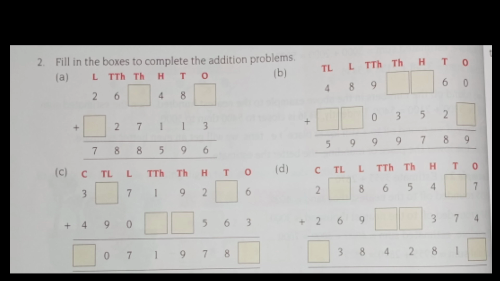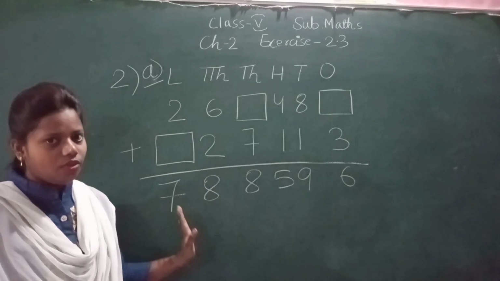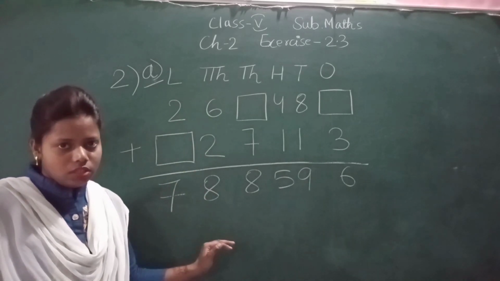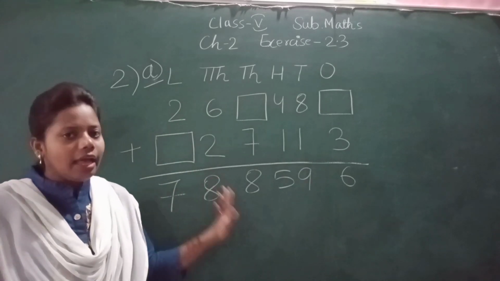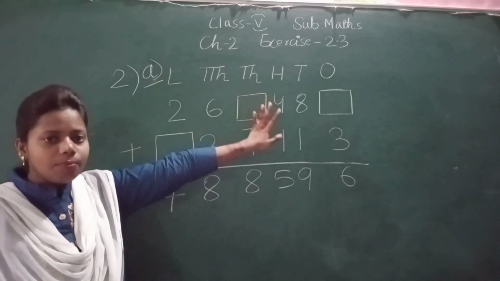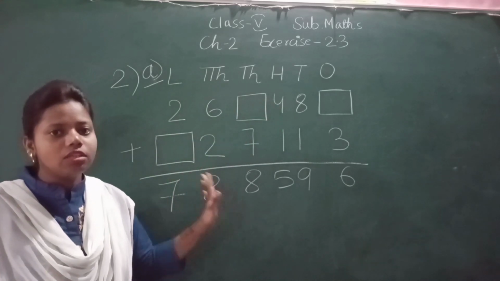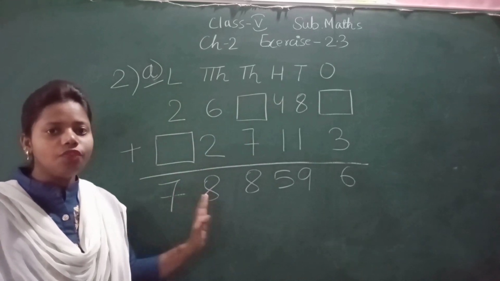Question number 2 is: fill in the boxes to complete the addition problems. See here, this is question number 2a. We have to fill these boxes and complete the addition, because you can see the boxes are empty. The numbers are missing in these boxes, so we have to fill them. Now how do we fill this box?